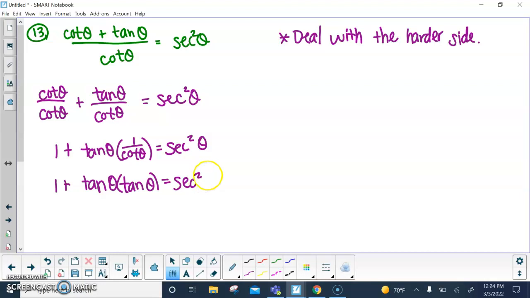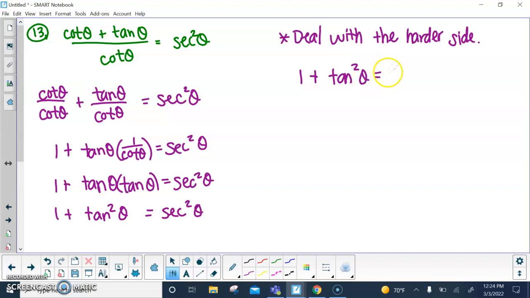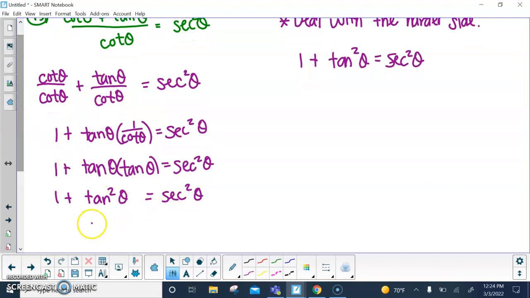And if you have tangent of theta times tangent of theta, that is 1 plus tangent squared of theta. Then we can remember our same trig identity from earlier, from number 5, tangent squared of theta plus 1 equals secant squared. So that gives us our final answer, secant squared equals secant squared. Once you get equivalencies on both sides, you are finished. So anytime you are asked to verify or transform one side to the other, you want to deal with the harder, the more complicated side first.